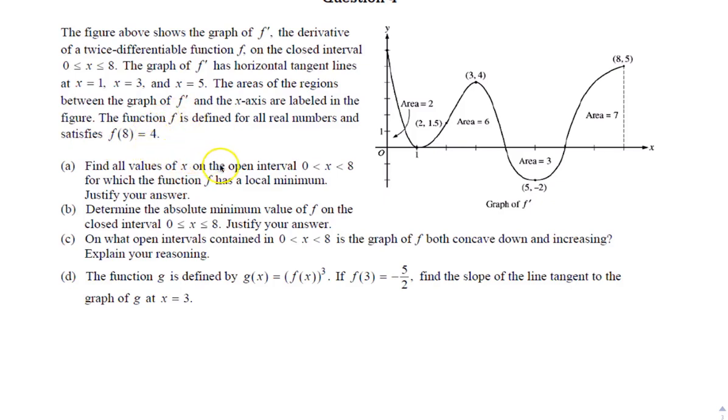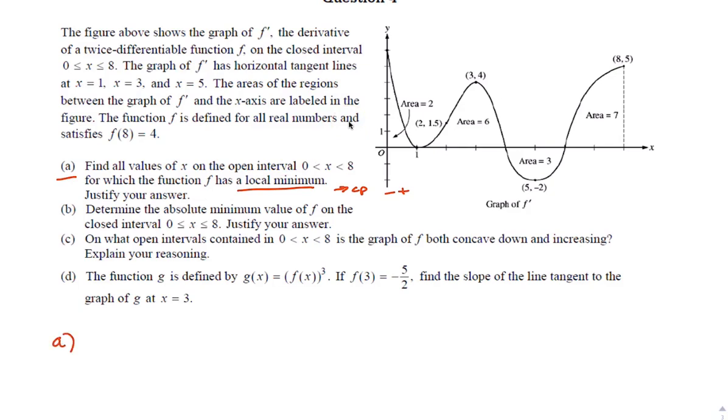Find all values of x on the open interval. So question A: find all x values on the open interval between 0 and 8 for which the function f has a local minimum. Just the answer. For this one, remember, you have to think back: how do we find a local min? Remember, those are my critical points that go from negative to positive.